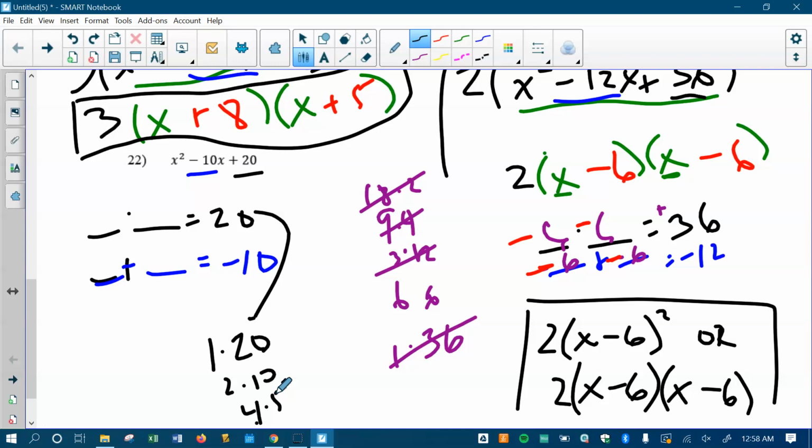Oh my gosh. Holy moly guacamole. Not factorable.